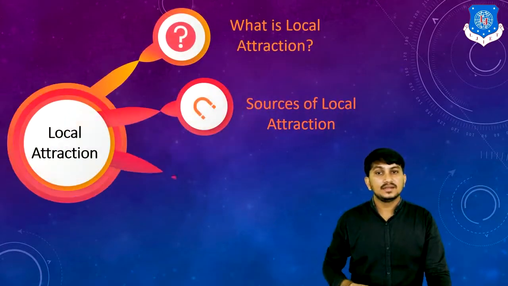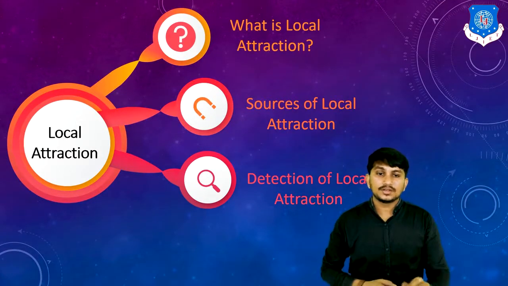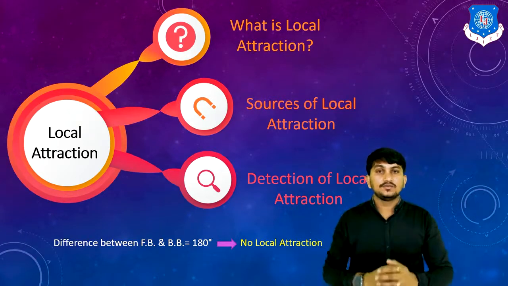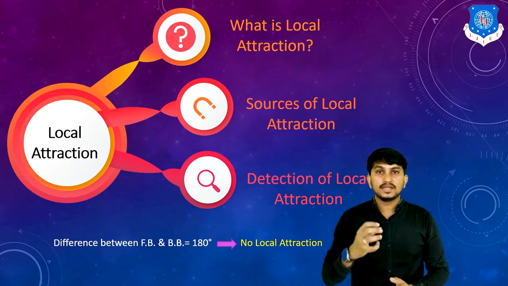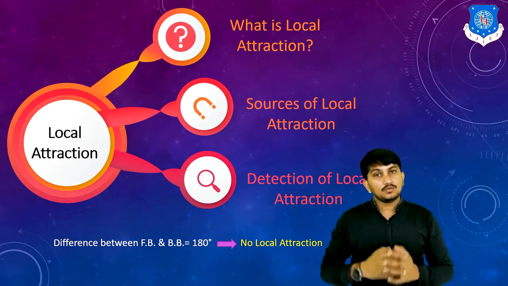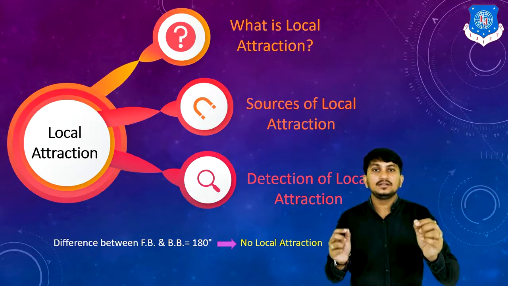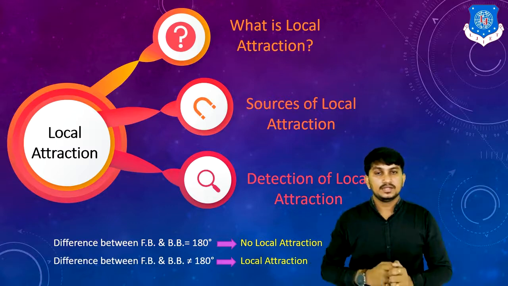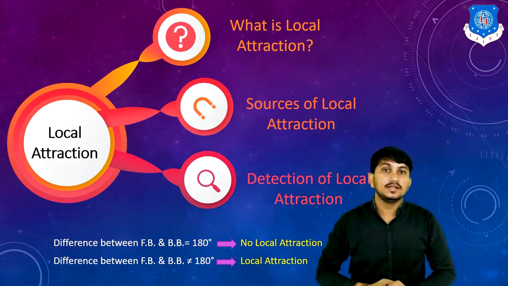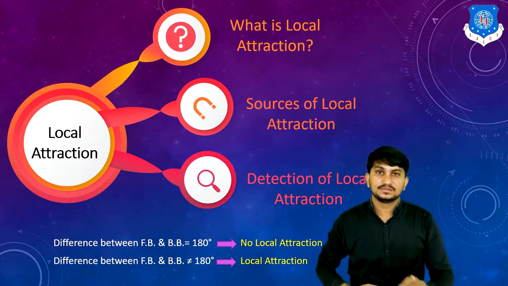Next is, how can we detect this local attraction? For detection of local attraction, we have to find out the difference of forward bearing and back bearing of any line. If the difference of forward bearing and back bearing of that line is equal to 180 degree, means the stations of that line are not in local attraction. If the difference of forward bearing and back bearing does not equal 180 degree, means the stations of that line are affected by local attraction. This is how we can find out the stations affected by local attraction.